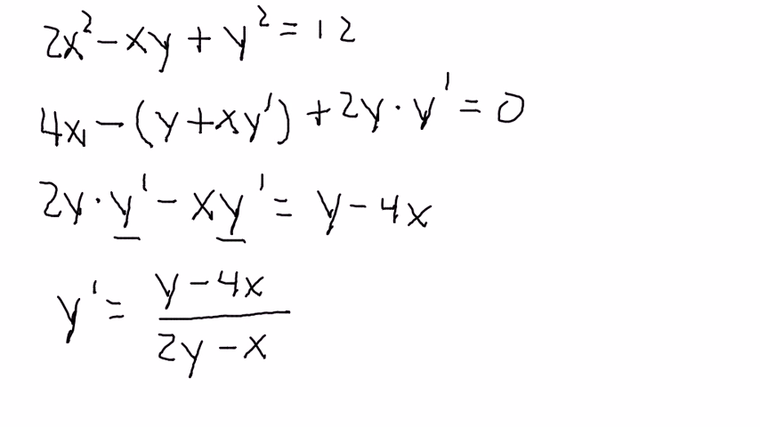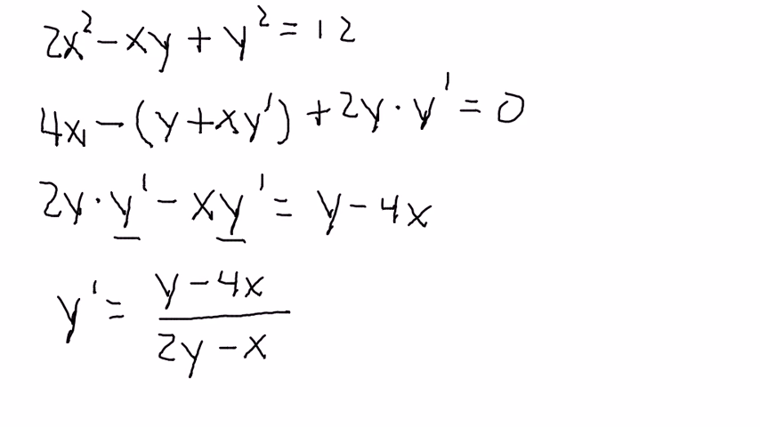So now, from that point forward, I can ask you some extended questions, like where do I have a horizontal tangent line? Horizontal tangent lines are going to occur where the derivative is 0. In this particular case, it's going to be where the numerator is 0. If I ask you about a vertical tangent line, it's going to be where the denominator is 0, where the derivative is not defined. So let's do that.